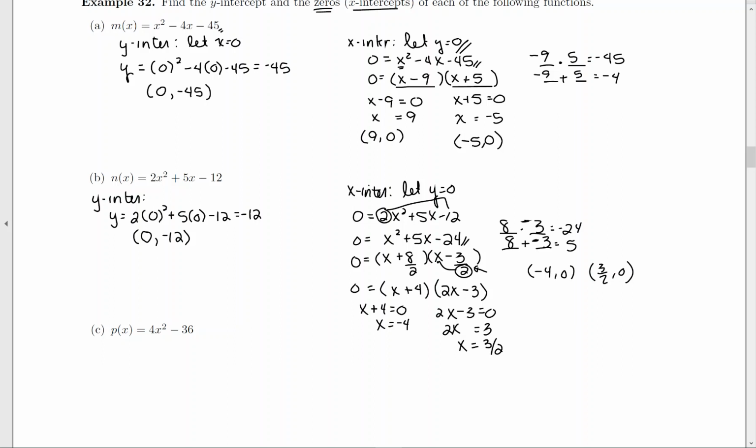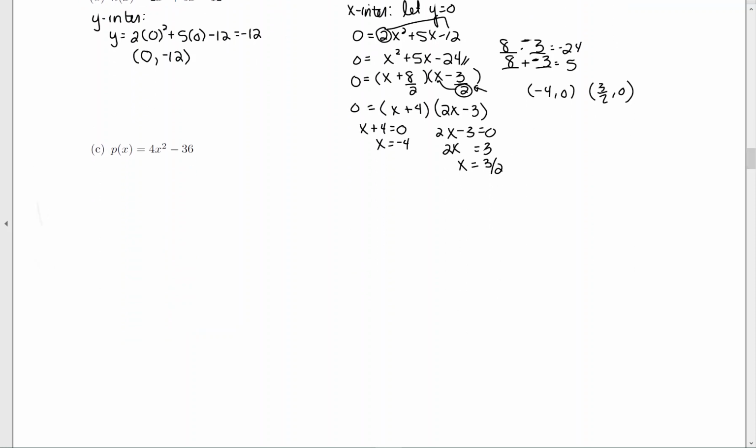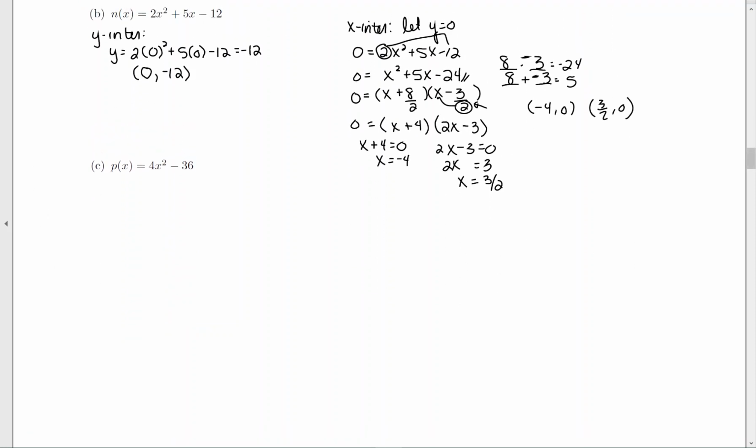The past two examples have had 3 terms in them. Letter C only has 2 terms in it, so we're going to take a look at this and maybe solve it out slightly differently here. We're still going to find the y-intercept first, and again, that entails arithmetic. We let x equal 0, so y equals, we have originally 4x squared minus 36. So substitute in your 0 for x, and 4 times 0 squared minus 36 is equal to negative 36. So we have a y-intercept at 0, negative 36.